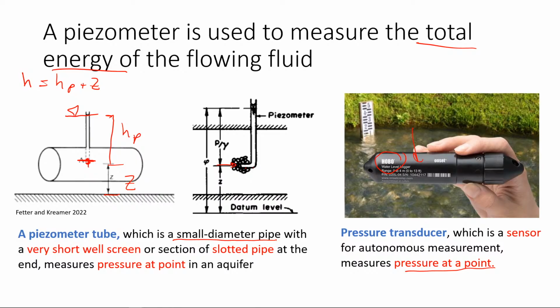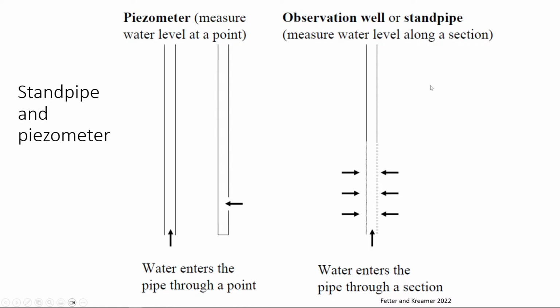Some sensors are like this. For other sensors, you need to get the atmospheric pressure from a nearby weather station, and then you subtract it from your pressure measurement here, and that's how you get the zero gauge pressure measurement. So that's a piezometer. Basically, you're measuring the water level at a point, where water will stand.